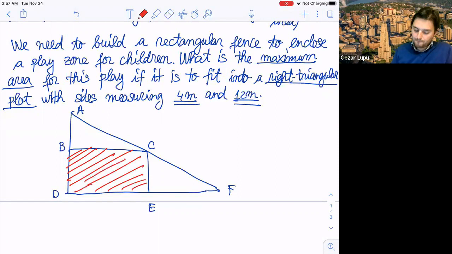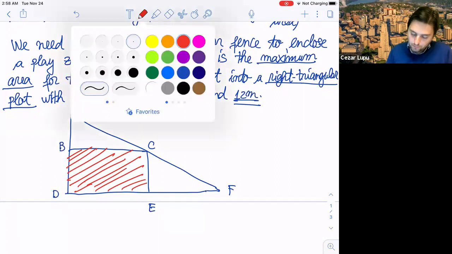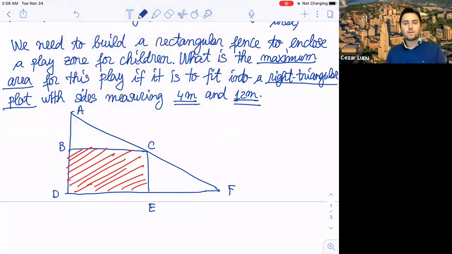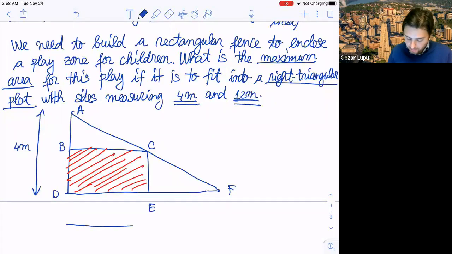See here. So this is what we're interested in. All right, and what do we know? So we know that the distance from here to here, it's 4. So this is 4 meters, and the distance from here to here, this is 12 meters.